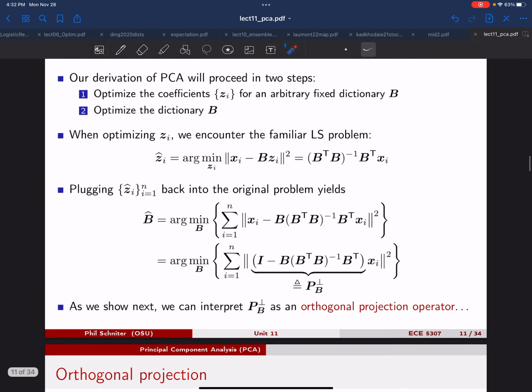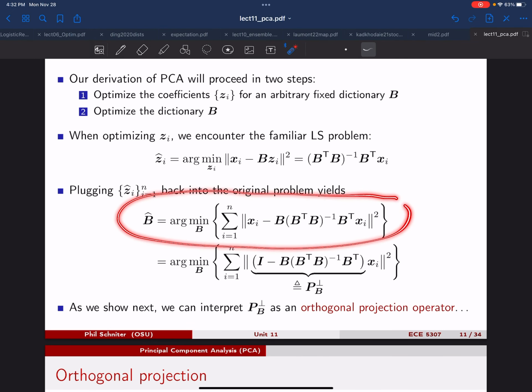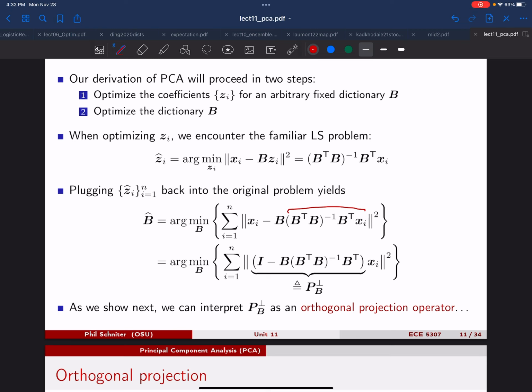So that is what we have here. So this is what we plugged in for z_i. And now you can see we have an optimization problem that involves this unknown quantity B and our data values x_i.